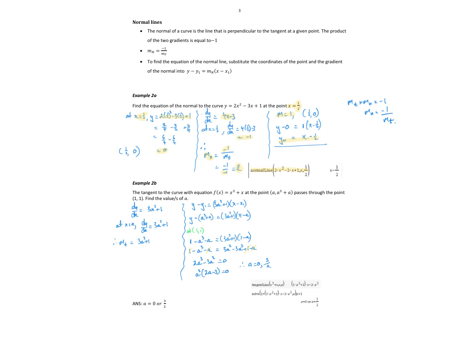All right. So let's look at a few more involved examples now. Actually, I think this is a question from the exercise, question 17. I need to find the tangent of the curve with the equation f of x equals x cubed plus x at the point (a, a cubed plus a). So I guess it's important to note that this coordinate a cubed plus a we get if we substitute x equal to a in. It passes through the point (1, 1), find the values of a. So again, I need a tangent line that happens to pass through the point (1, 1).